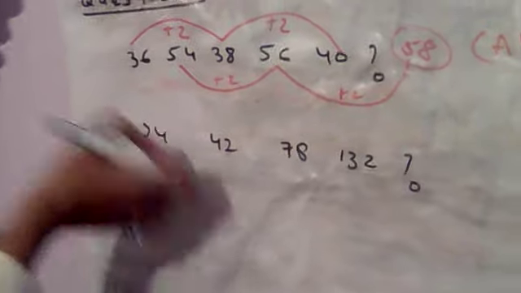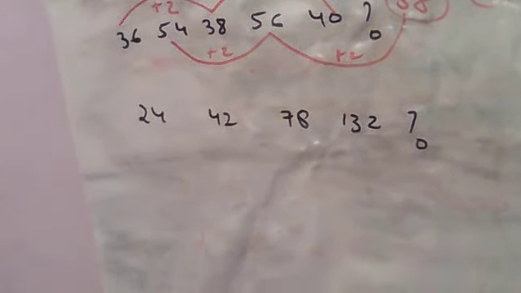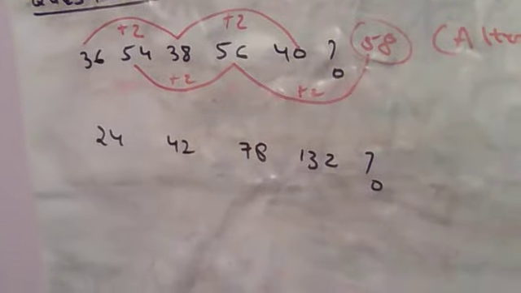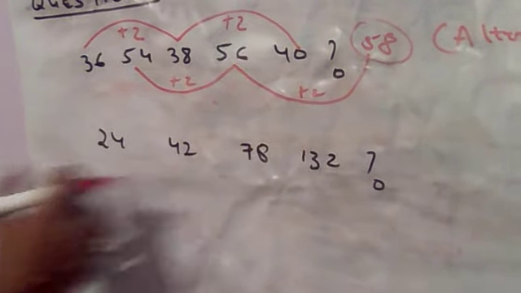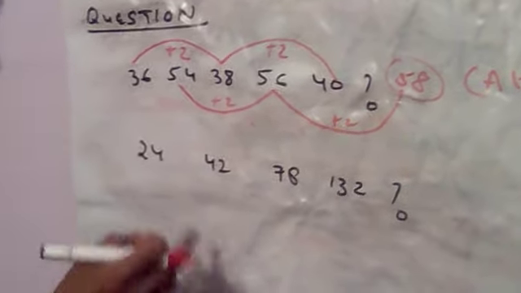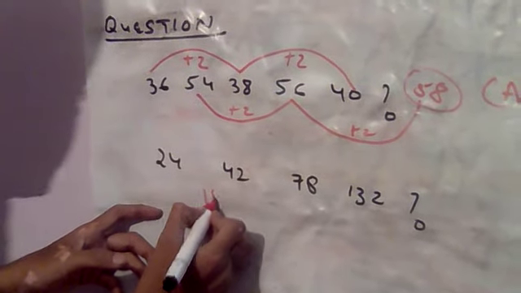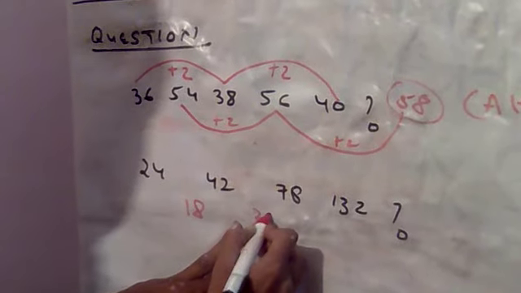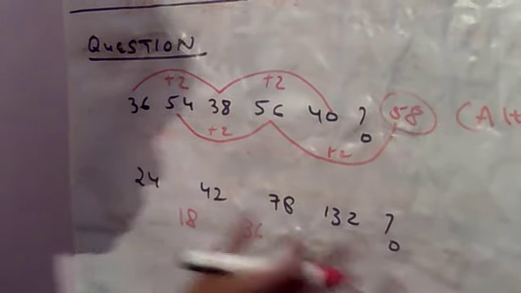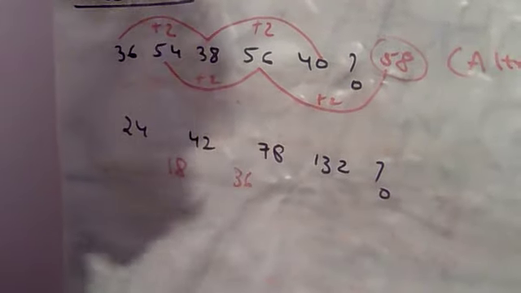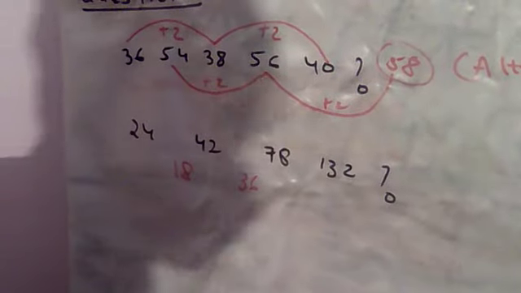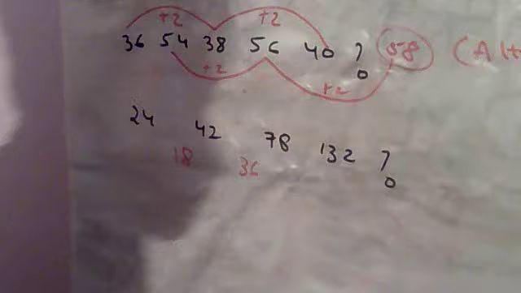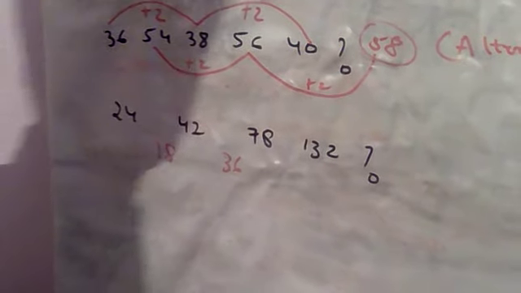Okay friends, let's check out the second question over here. The second question says 24, 42, 78, 132. First of all, let's check out the difference between them. The difference between these two is 18. Over here, the difference is 36. We have to find out the difference because it is not going in minus as it was in the above question. So we'll carry on finding the difference and see if it makes a difference to the question.